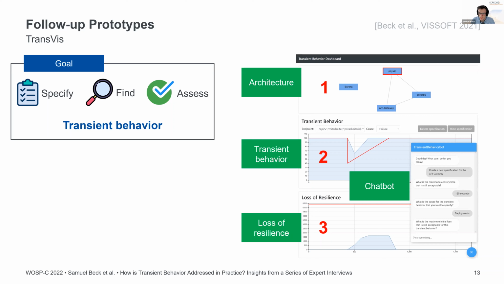On the bottom, it has two visualizations for transient behavior and the loss of resilience of a microservice that show the actual quality of service of a service, but also the transient behavior specification, represented by this red line, to make it easy to compare the two. And on the bottom right, you can also see a chatbot window that can be used to create specifications, for example, and which should make it easier for novice developers to interact with the tool.